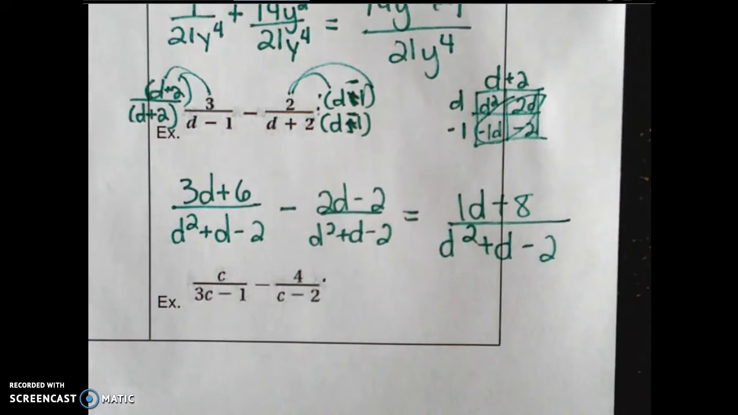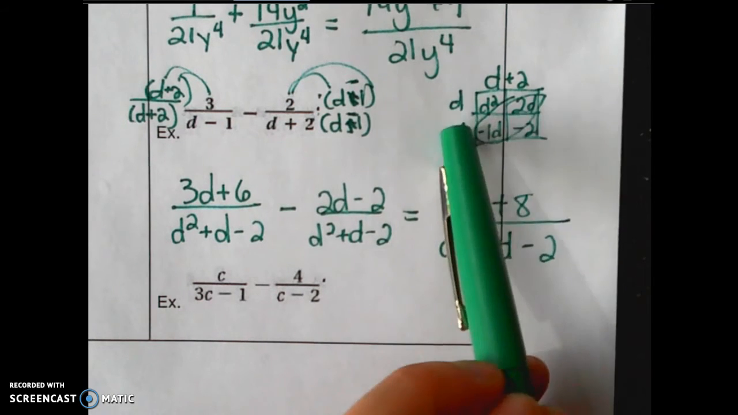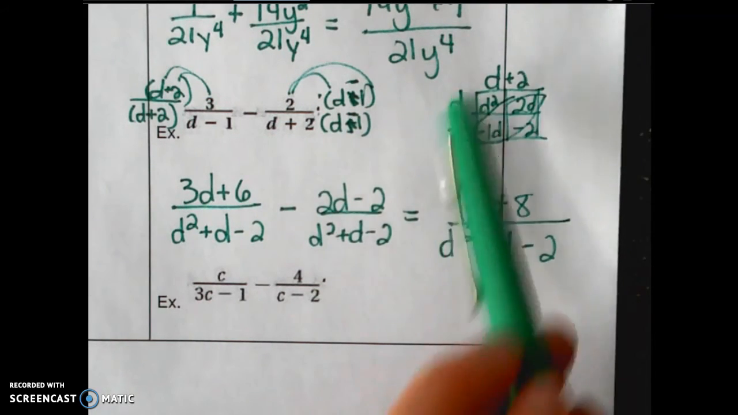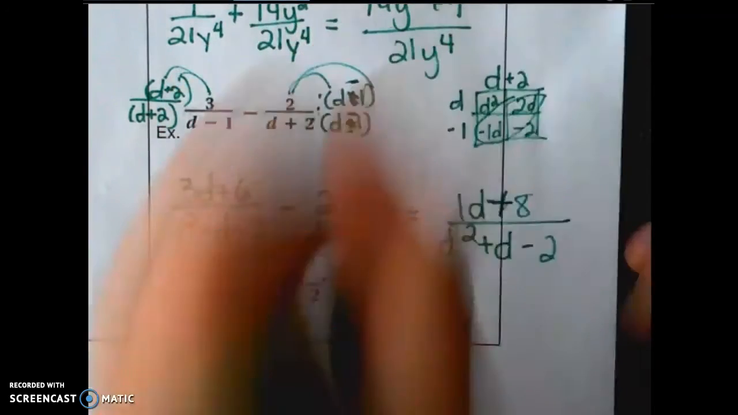Now looking at this, no greatest common factor in the top. Okay, I know the factors of d squared plus d minus 2 are d minus 1 and d plus 2, right? That's how I found it. So I also know from that that nothing's going to cancel because neither of these are the same as 1d plus 8. So this is the most simplified form of this one.